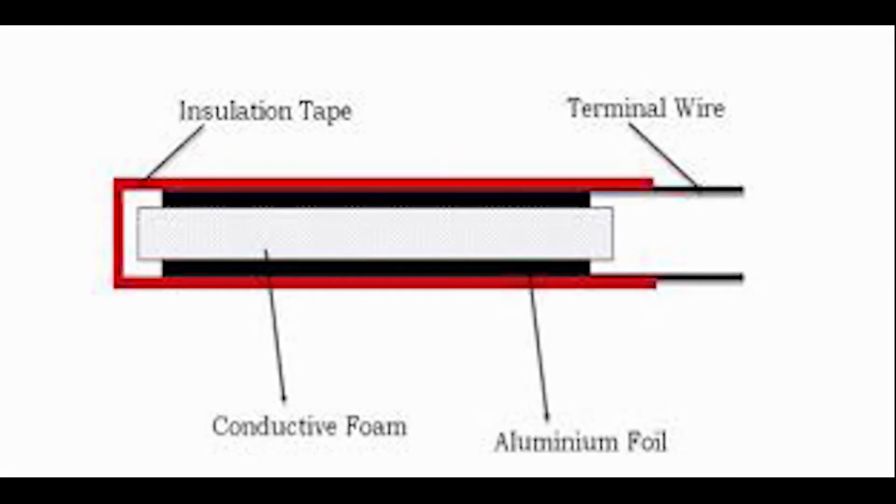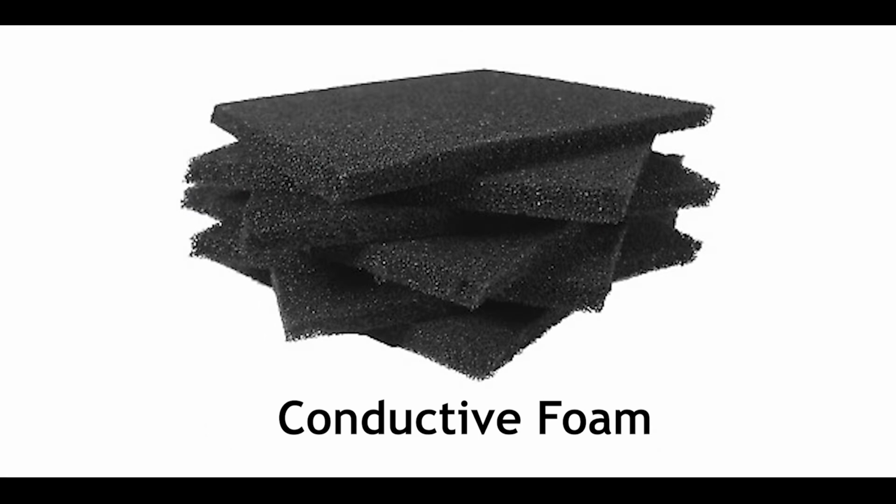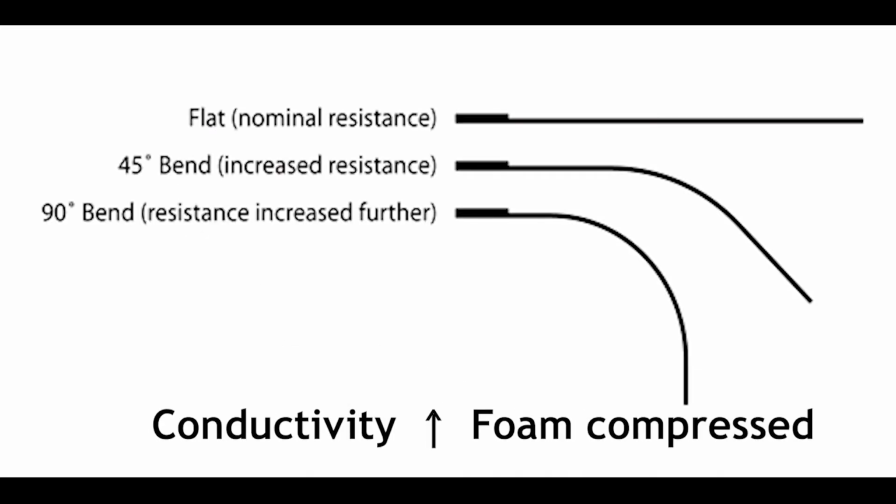The most important component in a flex sensor is the resistive material. We'll be using a conductive foam with aluminum foil on either side, which conducts current when voltage is applied. This sandwich is insulated and terminal wires are connected to the circuit. The conductive foam is a plastic foam with carbon particles. Its conductivity increases as the foam is compressed, thereby reducing the resistance in the sensor.